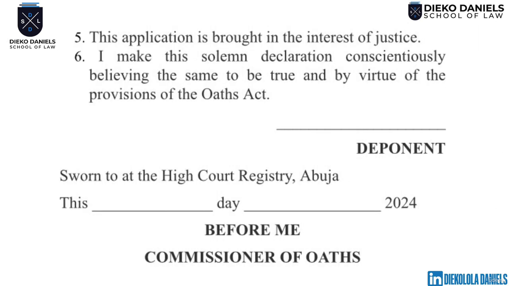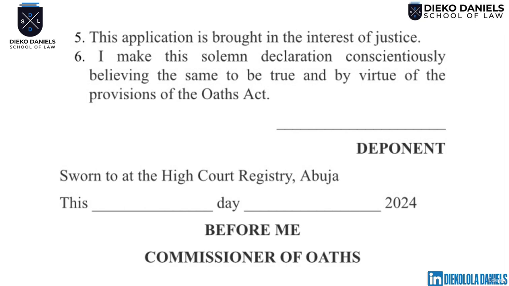Then your 5th line is basically what every application must have: this application is brought in the interest of justice, or it is in the interest of justice that this application is granted. Shall put interest of justice. Do you understand? And then lastly, I make this solemn declaration conscientiously believing the same to be true and by virtue of the Oath Act. That's by virtue of the provisions of the Oath Act. Please make sure that you learn these things. Learn the entirety of it.